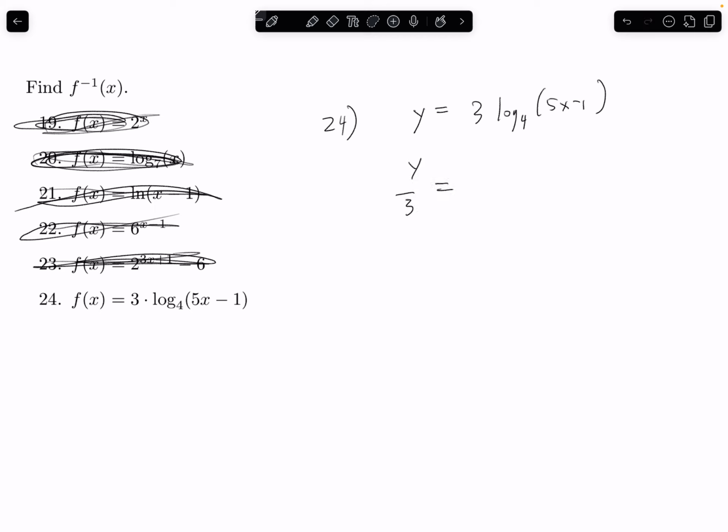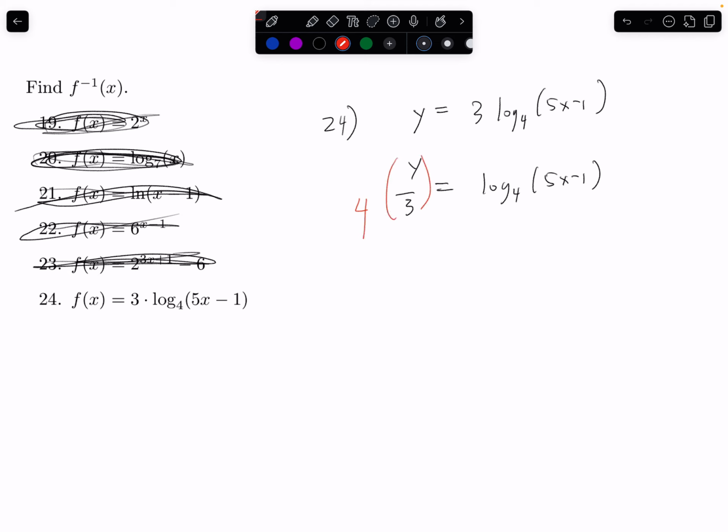I get y over 3 is log base 4 of 5x minus 1. As I'm doing this, I'm only now realizing I should have been leaving more space this whole time, right over here, so I can apply that inverse function more easily. What's the inverse of log base 4? What's the base? 4 is the base, right? So this should be 4 raised to this power is 4 raised to that power. If I raise 4 to the same thing two times, should still be equal, right? And that's exactly what we're doing here.